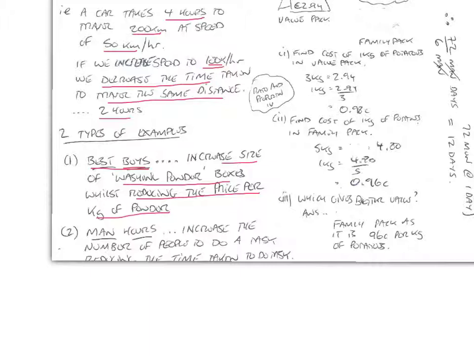And the second example we'll come to is, I call them the man hours examples, where we increase the number of people to do a task, and by increasing the number of people to do a particular task, we reduce the time taken to do the task. So if we've 4 guys building a wall, it takes them a day. If we put 6 guys on the job, it's going to take them less to do it.